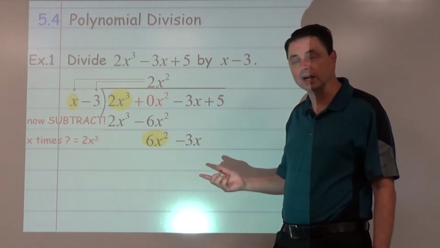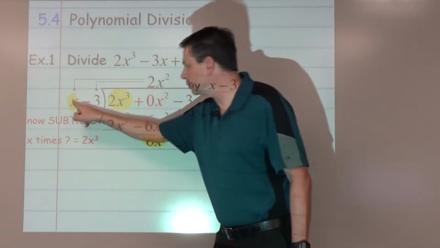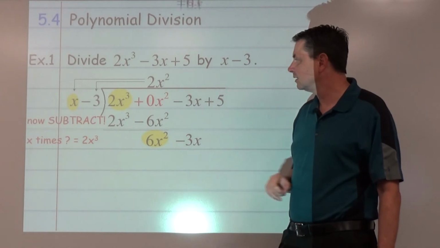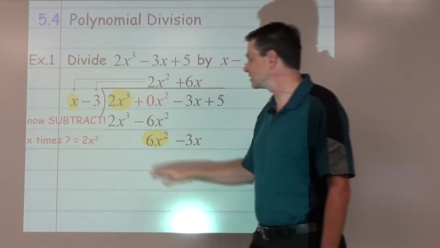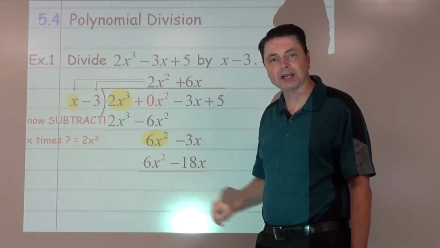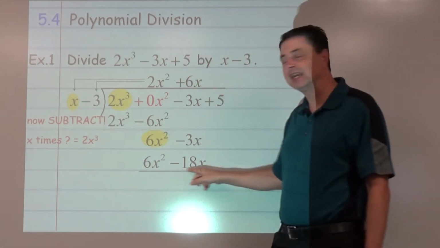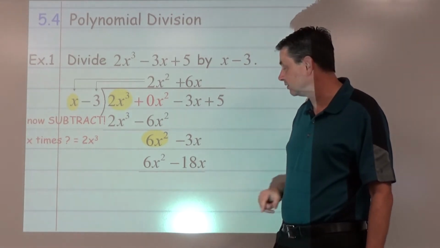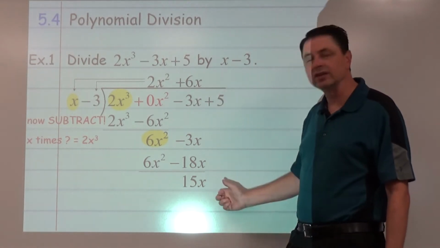Then we just repeat the process. First term, first term. What would we multiply x by to get 6x squared? It would be a positive 6x. That goes up on top. Distribute. Stack it underneath. Subtract. 6x squared minus 6x squared cancels. Negative 3x subtract negative 18x. Don't add. Minus minus 18x becomes plus 18x, so we get a 15x. Positive. You want to put the plus sign. Bring down the plus 5.